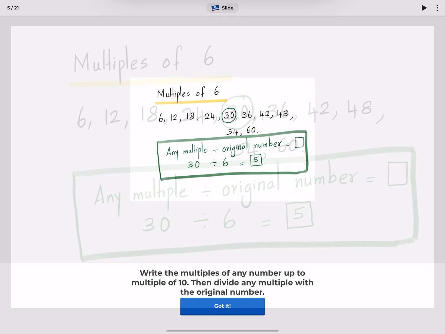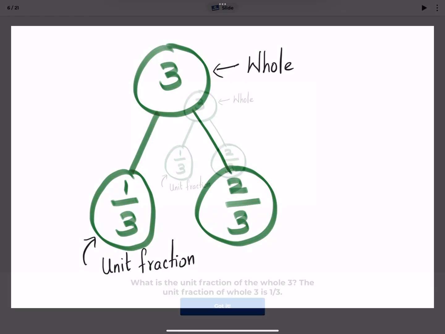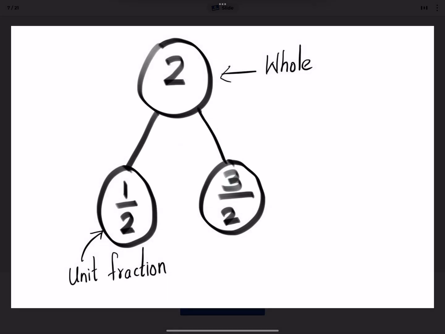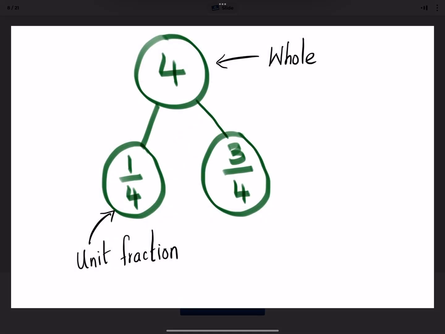What is the unit fraction of the whole 3? The unit fraction of whole 3 is 1/3. What is the unit fraction of the whole 2? The unit fraction of whole 2 is 1/2. Can you say the unit fraction of the whole 4? The unit fraction of whole 4 is 1/4.